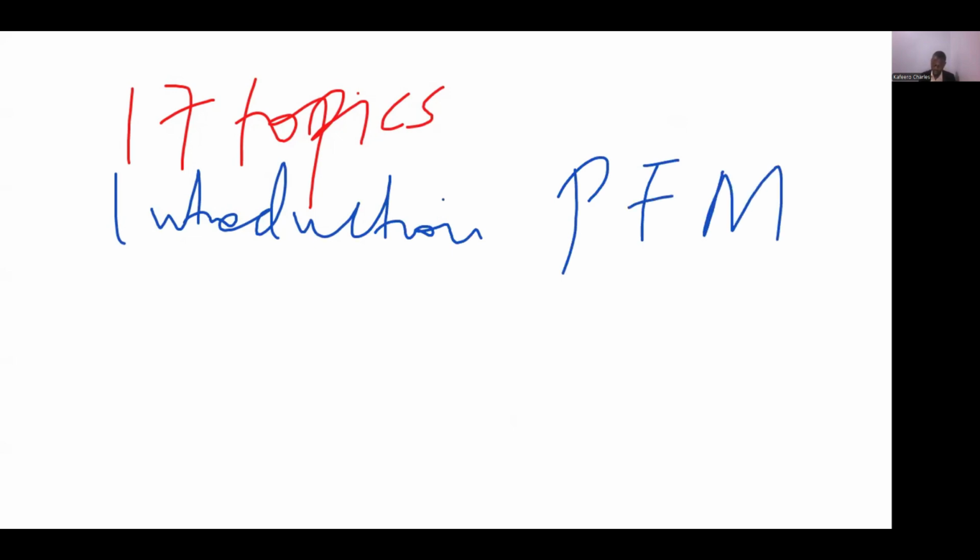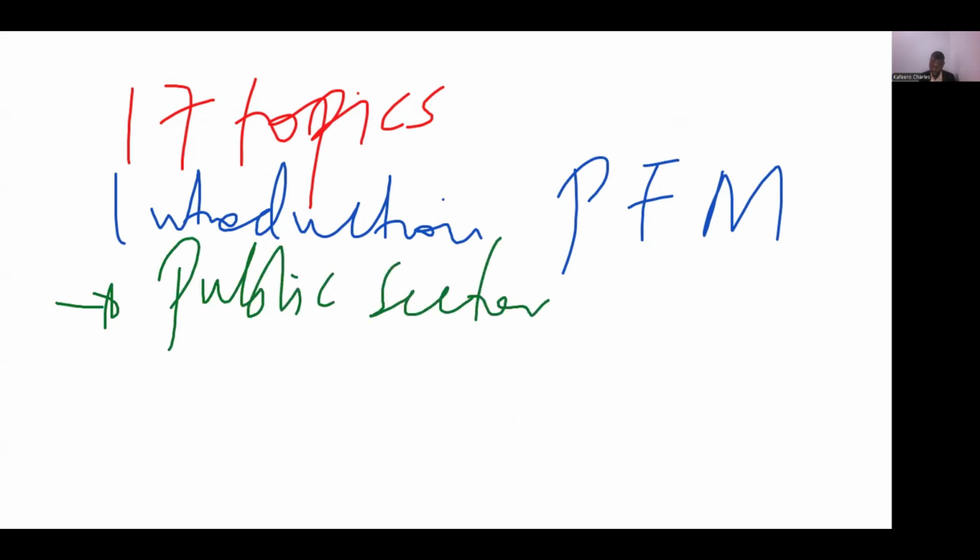We shall have, of course, to understand what public sector is all about. What is public sector? Before we look at the accounting of the public sector, we need to first understand what public sector is all about.